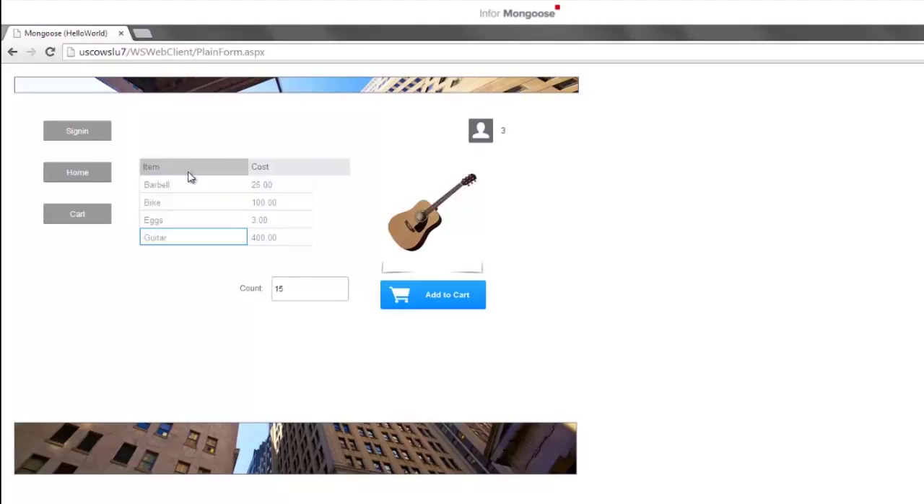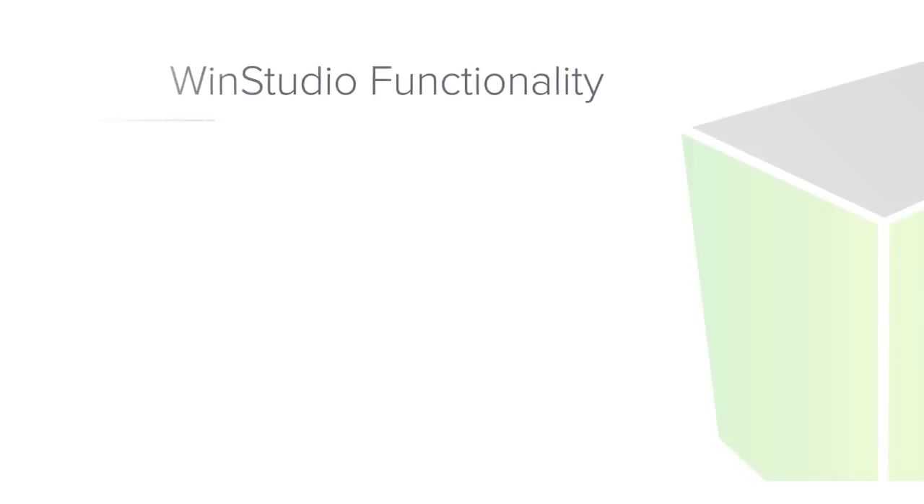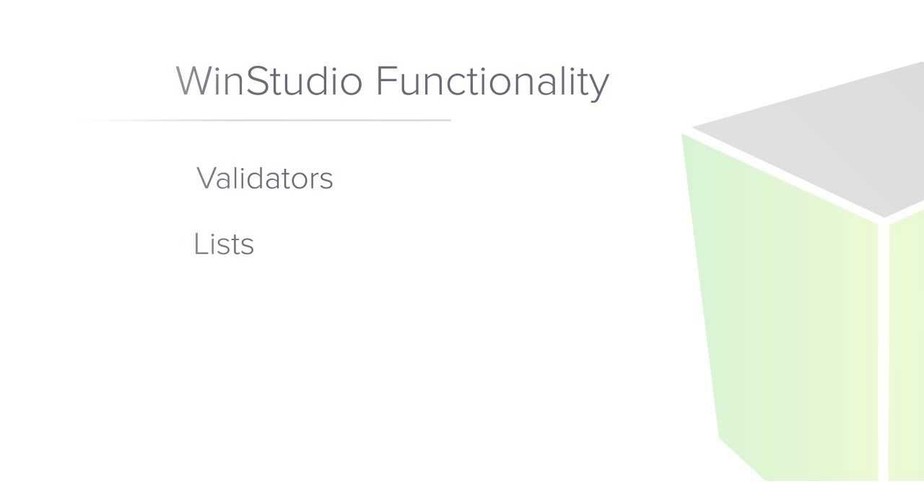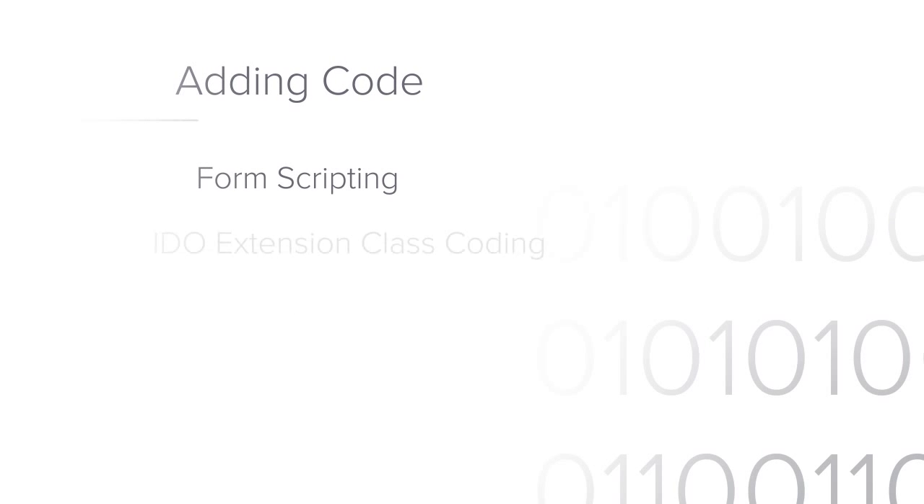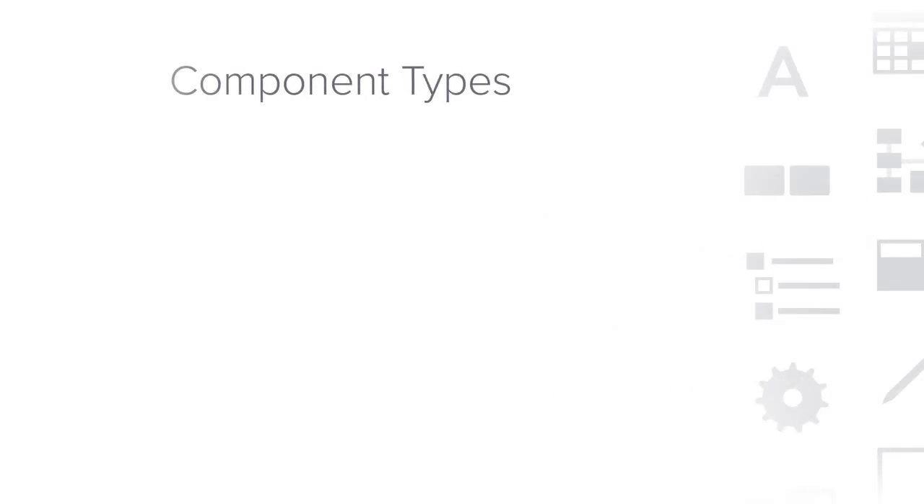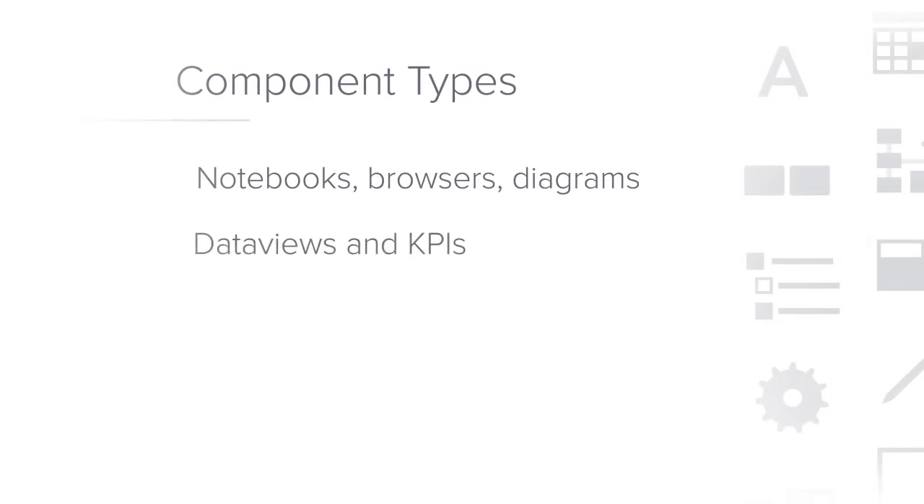Mongoose also supports a guest login mechanism, which would bring all users into the page without requiring any sign-on. There are a lot of concepts that we didn't have a chance to dive deep into with this series, and there's much more you can learn. These concepts include validators, lists, events, and event handlers, form scripting and adding code into the IDO layer via .NET IDO extension classes. Other components like notebooks, browsers, diagrams, data views, and KPIs.